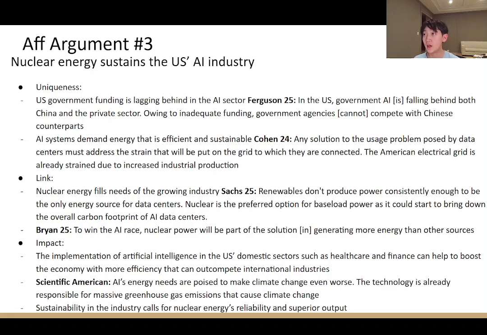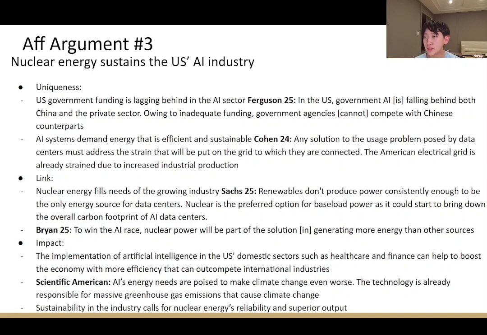So the uniqueness is that the US government funding is lagging behind in the AI sector. According to Ferguson 25, in the US, government AI is falling behind both China and the private sector. Owing to inadequate funding, government agencies cannot compete with Chinese counterparts. So, as you've seen with current events, China's DeepSeek has been a massive push for them because ChatGPT for us took billions, maybe hundreds of billions to create, while DeepSeek only took tens of millions from one Chinese company to develop, right? So obviously, China's AI sector is growing massively compared to the US's AI sector.